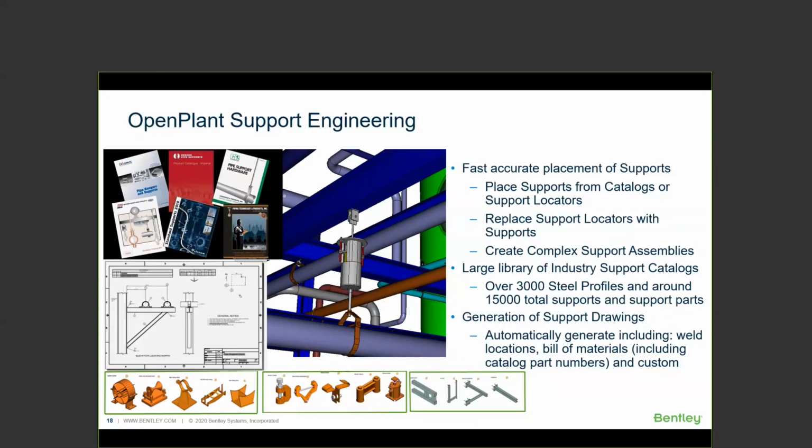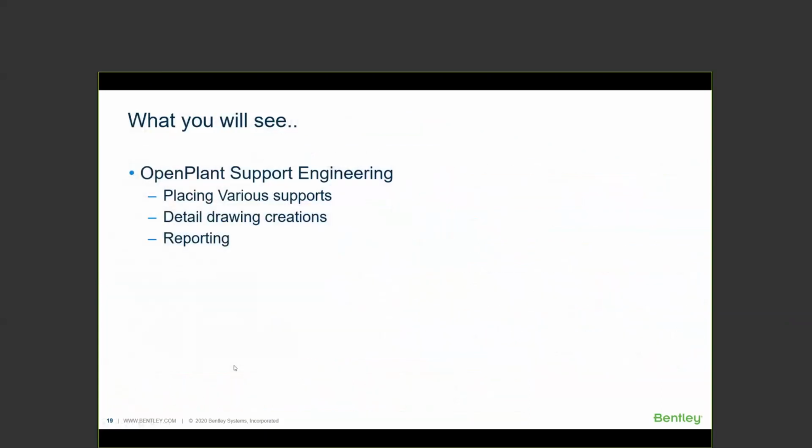And OpenPlant Support Engineering gives you the ability to automatically generate drawings from those models and generate bills of materials and reports. So what we'll see in this little video is placing a couple various supports. We're going to place a U-bolt and another spring hanger, and we'll create some detailed drawings from them and generate some reports.